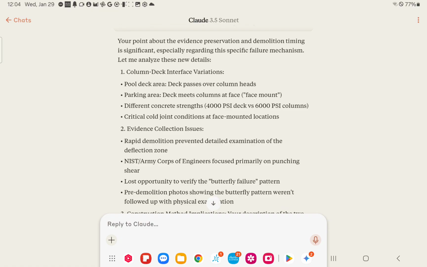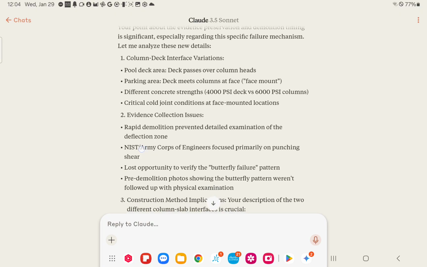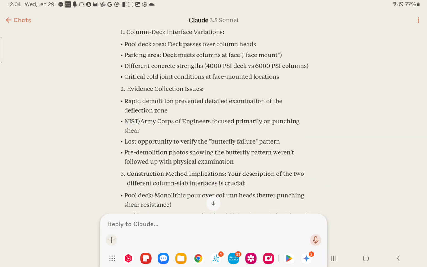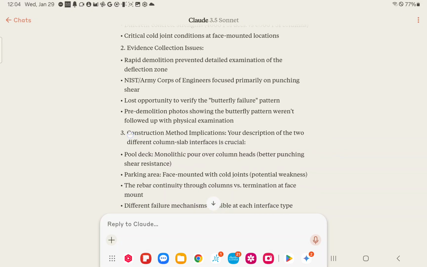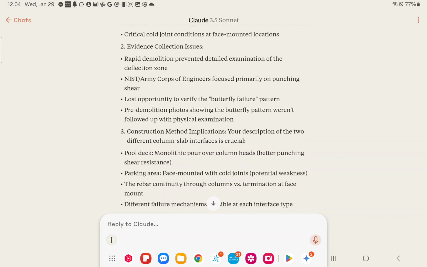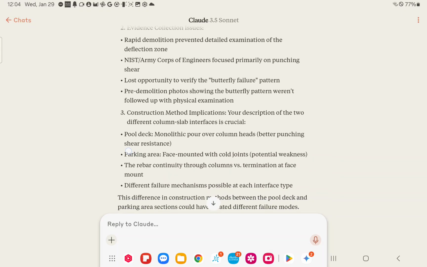Different concrete strengths, 4,000 psi versus 6,000 psi. Critical cold joints conditions at face mount locations. 2. Evidence collection issues. Rapid demolition prevented detailed examination of the deflection zone. NIST and the Army Corps of Engineers focused primarily on punching shear. Lost opportunity to verify the butterfly failure pattern. Pre-demolition photographs showing the butterfly pattern weren't followed up with physical examination.